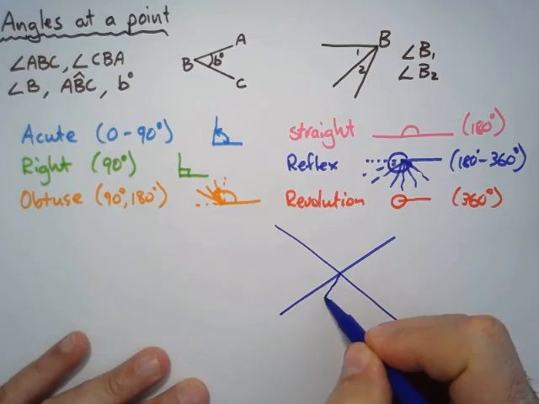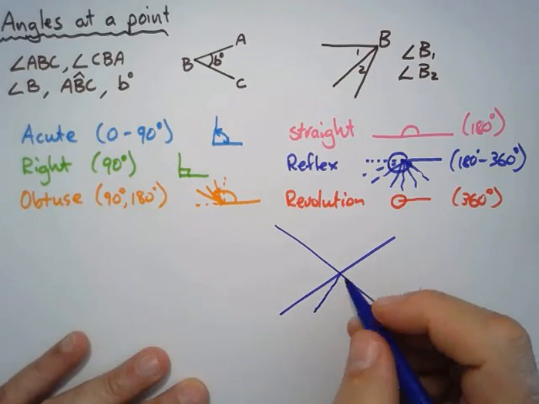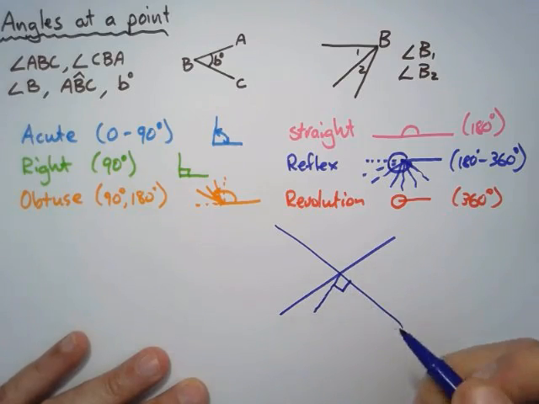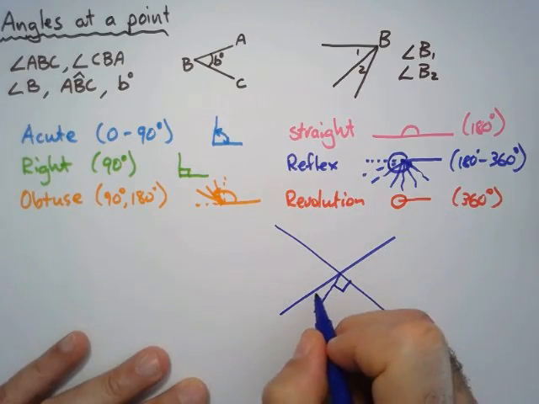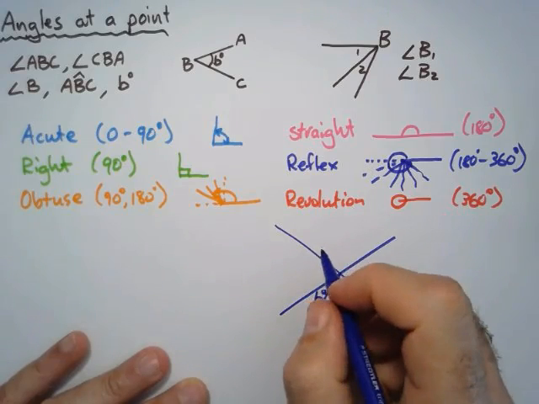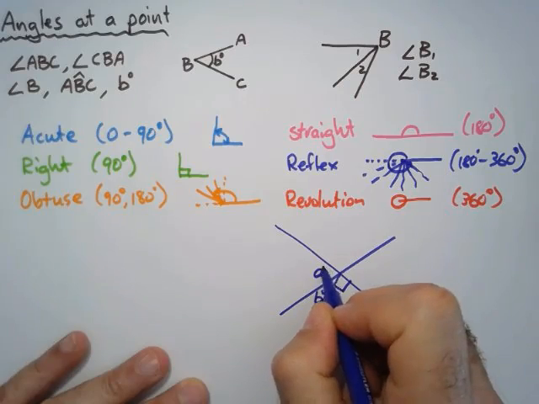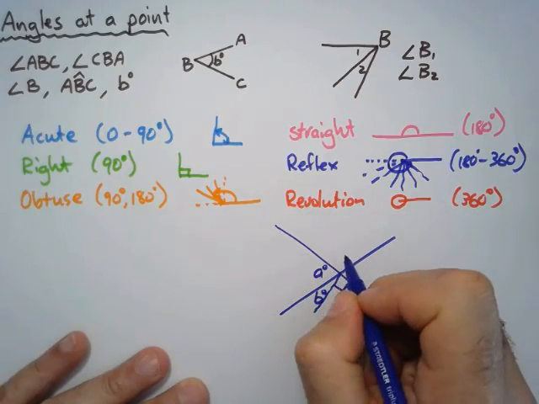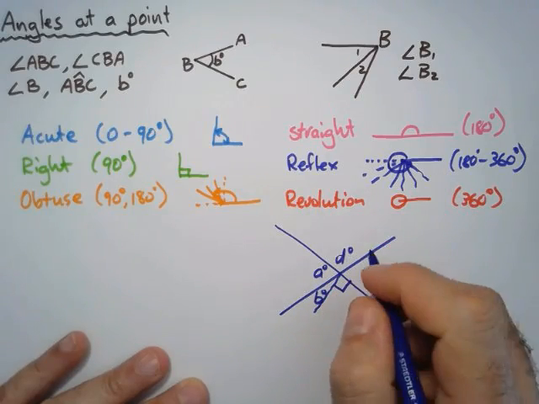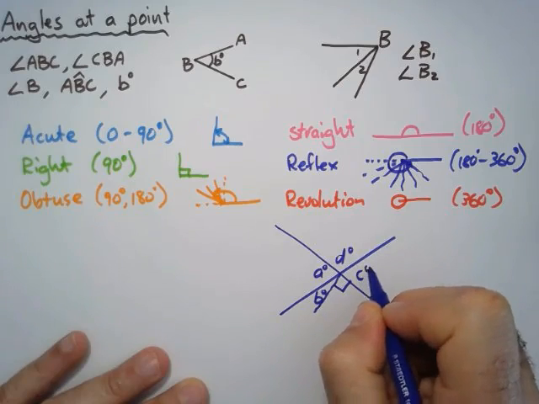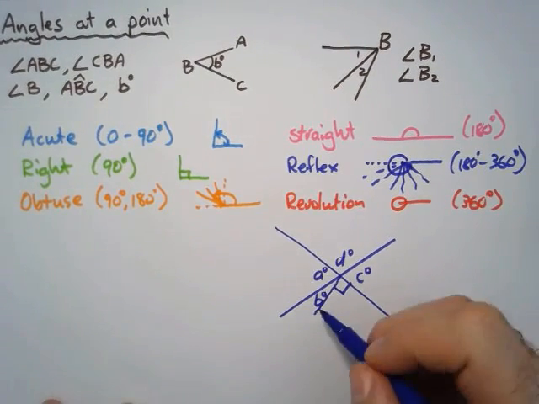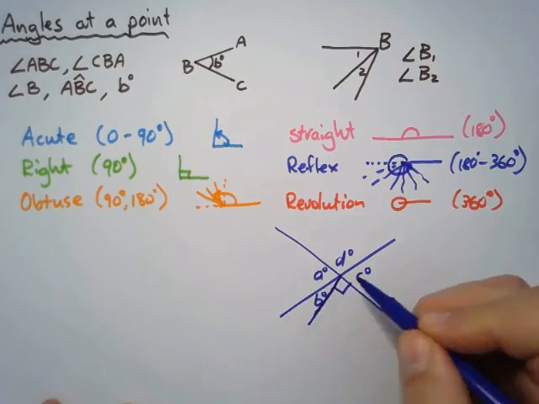And let's put another angle in there. We indicate this as 90 degrees. I'm going to call this angle B, this angle A, this angle D, and this angle C. So around this, we've got special angles.